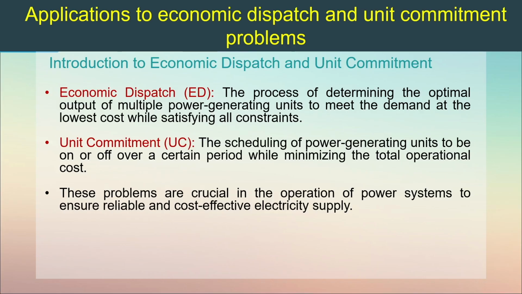Unit commitment: the scheduling of power generating units to be on or off over a certain period while minimizing the total operational cost. These problems are crucial in the operation of power systems to ensure reliable and cost effective electrical supply. So, these are the two electrical power system problems that we are going to deal with, and we apply genetic algorithm to these two problems to find a solution, over the gradient descent methods.